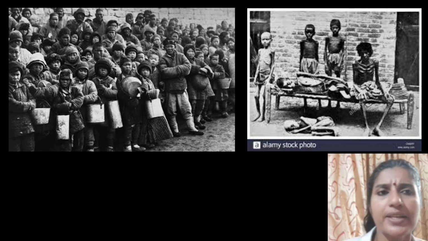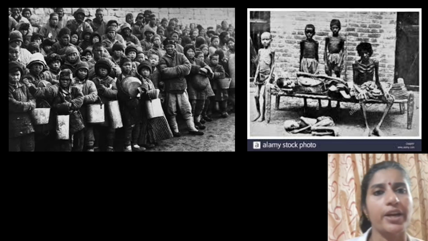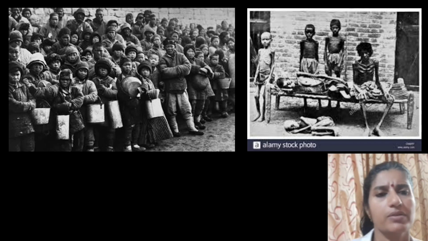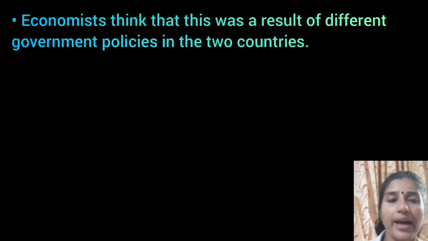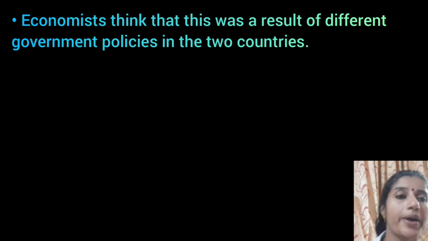During those days, Indian economic condition was not much better than China, yet India did not have a famine of the kind China had. Why? What is the reason for this? Economists think that this was a result of different government policies in the two countries.